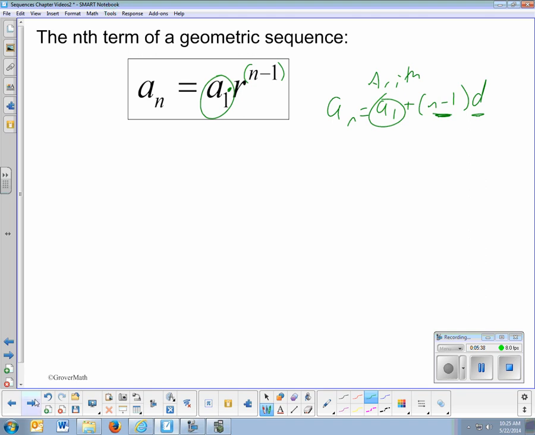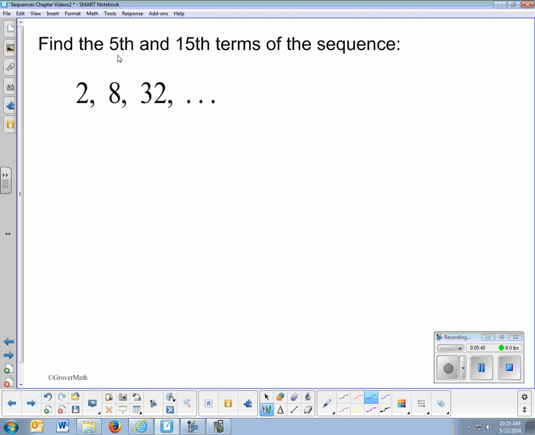And so let's try this formula out on a couple of problems. Find the 5th and 15th term of these sequences. Well, let's do the 5th. So a5. The way that works is you have a1. Let me write my formula up here, actually. an equals a1 times r raised to the n minus 1. So a1 would be 2. Remember, that's your first term. a1 stands for first term.